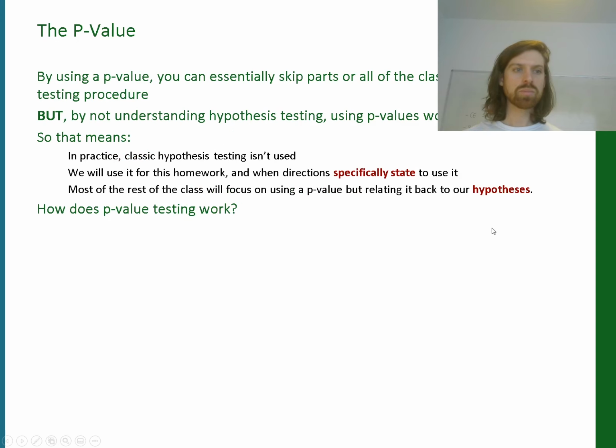So by using a p-value, you can essentially skip parts. I've already said that we can use this to skip all of those 6 procedures, which I'm going to make you learn because, I'm afraid, you need to learn those 6 steps. But professional statisticians will use a p-value and understand what that means, so they can take some shortcuts in how they make decisions. The key point is that if you don't understand hypothesis testing, then using p-values won't provide you with any intuitive understanding.